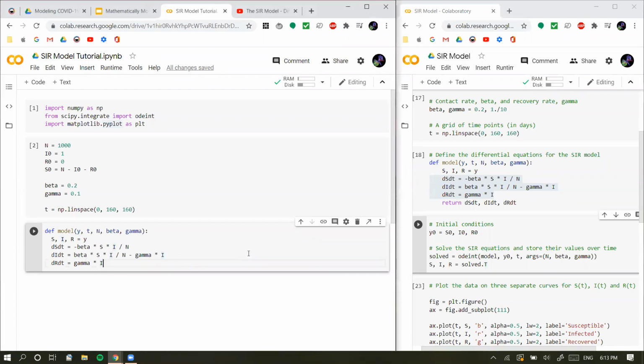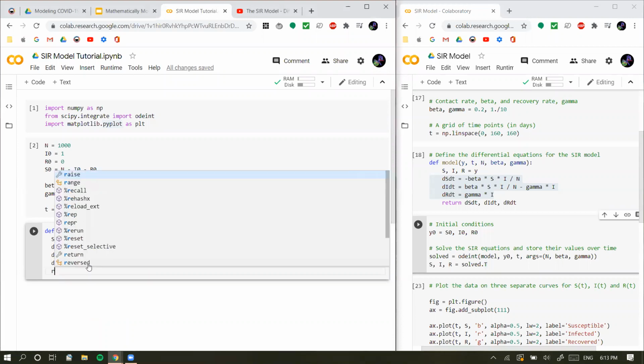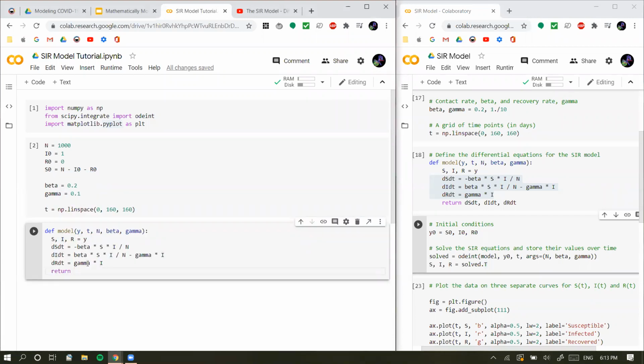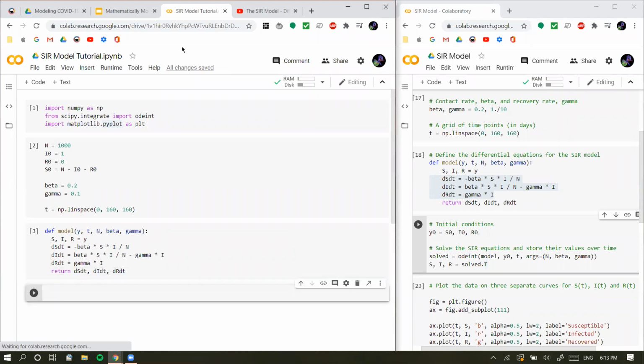So now we have this stuff, and once we have all the equations made, once they figure out the rates of change, we want to return these values. So this just means that this function is going to take in all these, and it's going to report the rates of change for each of these individual populations. So just type it and press Shift Enter.